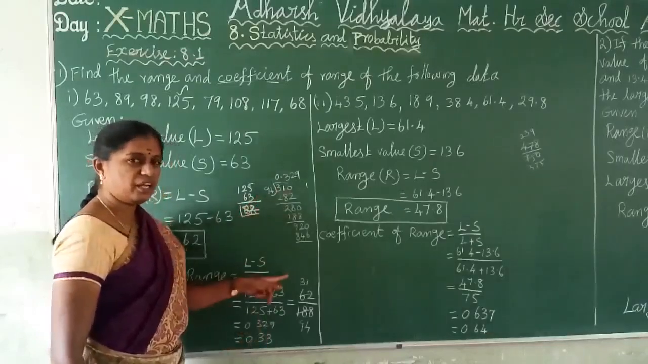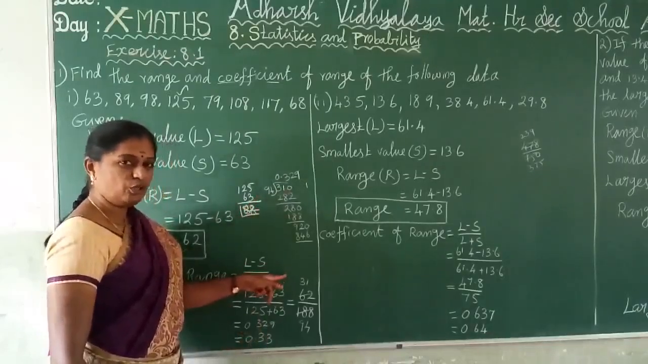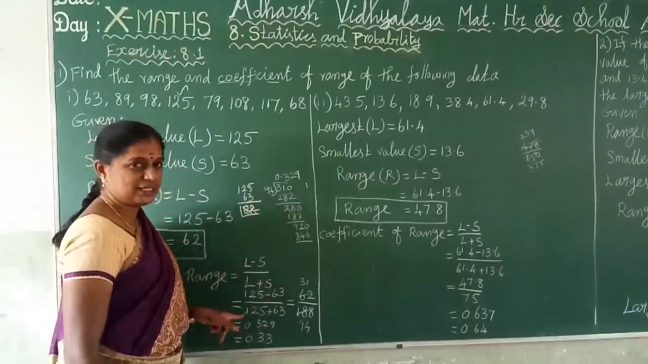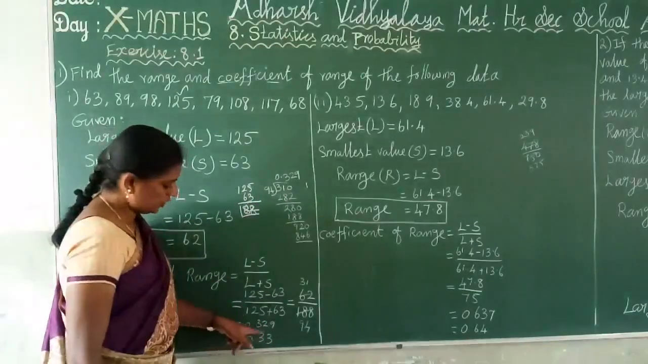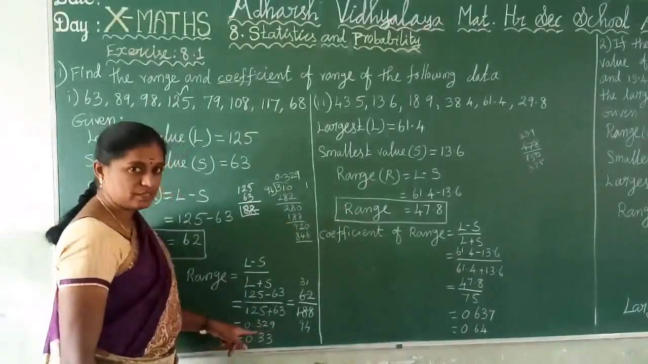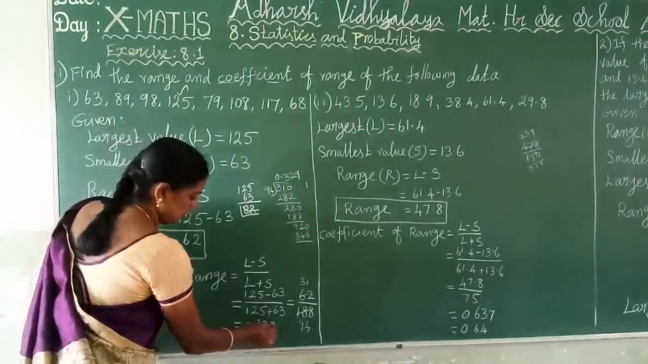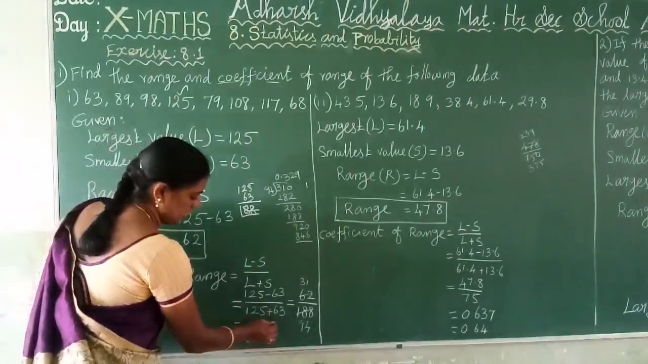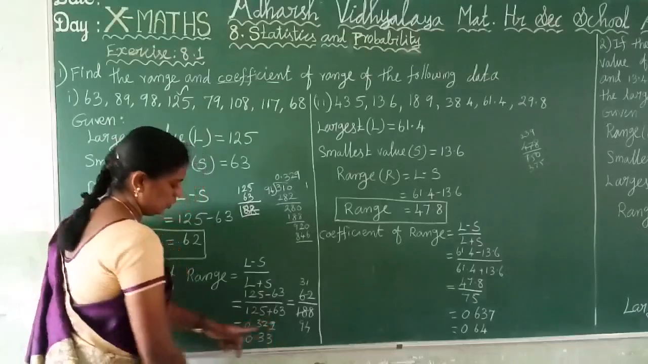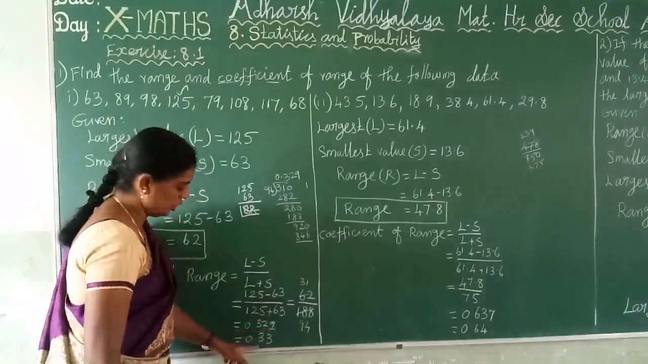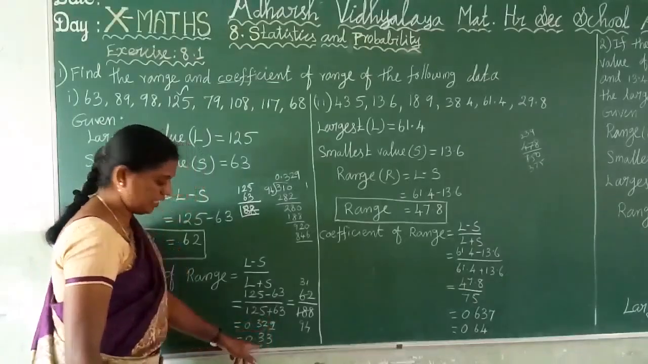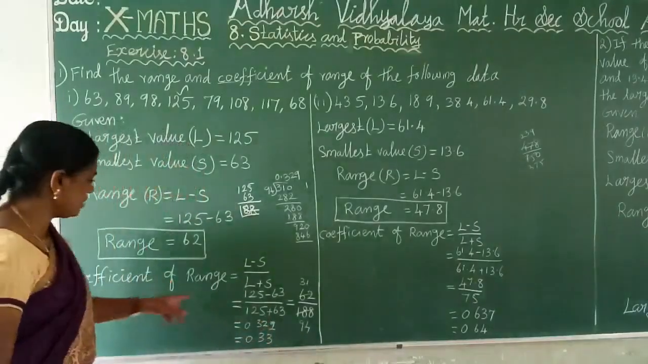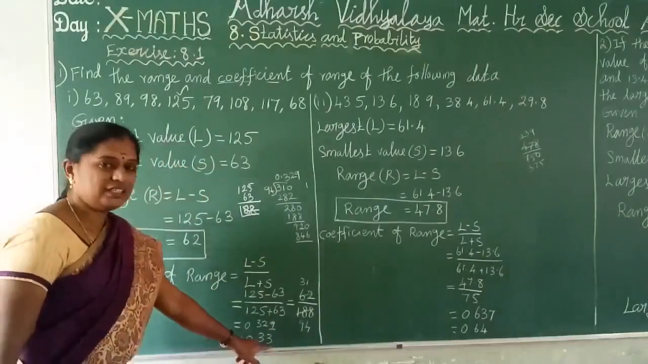This is the ordinary method. Clear? So you work out in rough column and then write the answer. So 0.329. So here round up to 2 decimals. Clear? So here the digit 9 is above 5, so add this 1 to the second place. So 33. 0.33. So the coefficient of range is equal to 0.33.